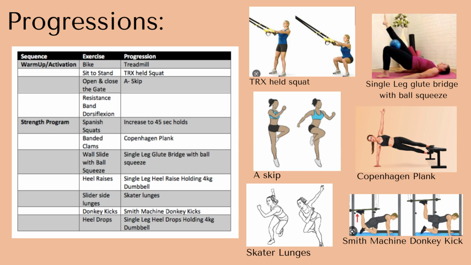Increasing the time holding the Spanish squat, changing the banded clams to the Copenhagen plank, introducing a single leg glute bridge with a ball squeeze instead of the wall slide with ball squeeze, adding weight and progression to a single leg heel raise, and adding a dynamic component to the slide lunges to skater lunge, and adding weight to the donkey kicks by using a Smith machine.